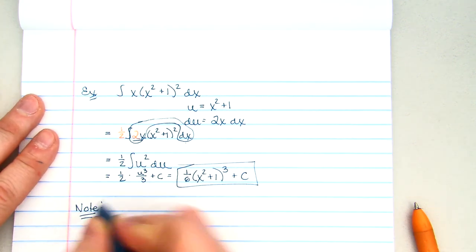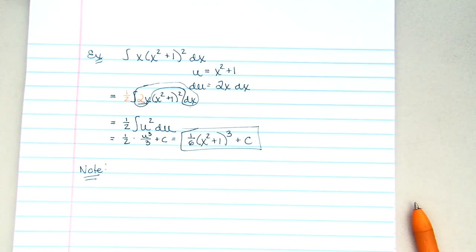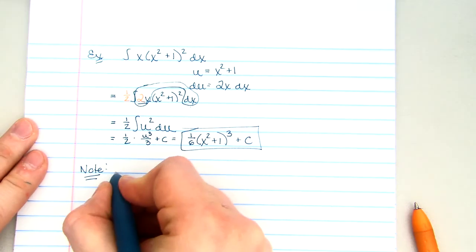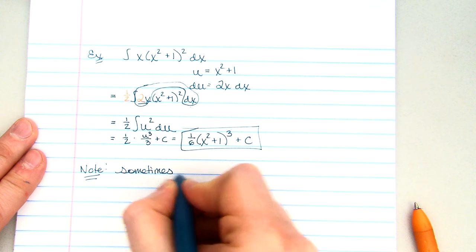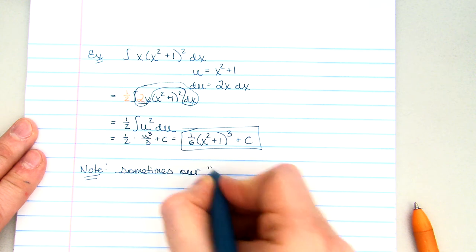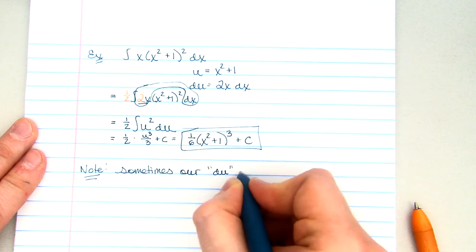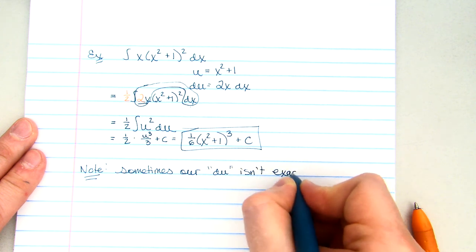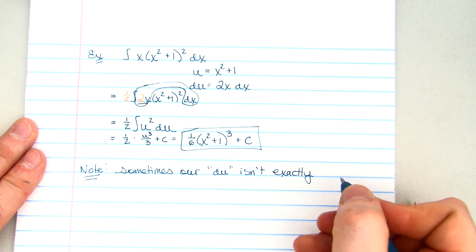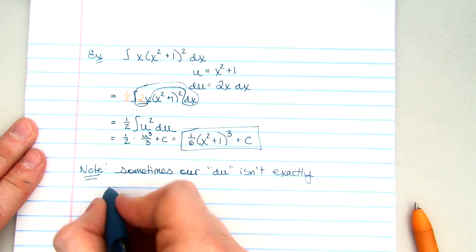So I want to add in a little note here. Sometimes our du isn't exactly what we want. Sometimes our du that we calculate isn't exactly what we want in the problem. In fact, most of the time will be like that, where you have to do some adjusting.